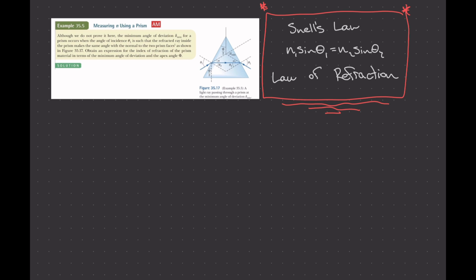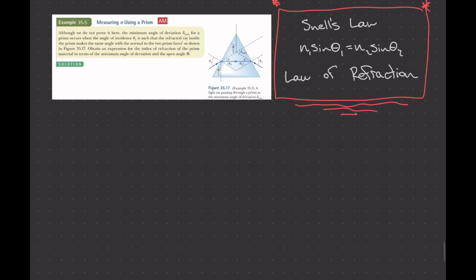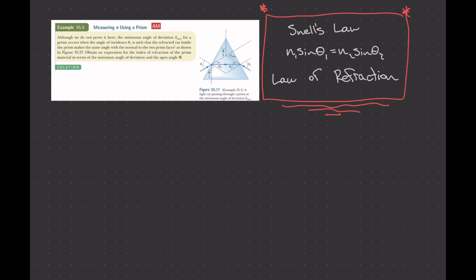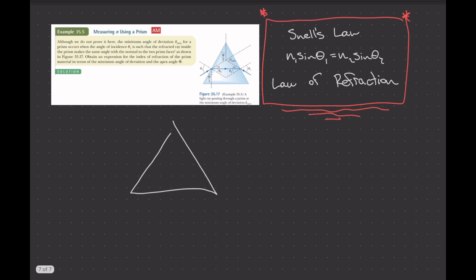So I wrote this one down here, and I'm just going to check what the problem is asking me. Obtain an expression for the index of refraction of the prism material in terms of the minimum angle of deviation and the apex angle phi. So in these cases, I like to draw my own picture just because there's a lot of moving pieces and I would like to label things in my own way. So I have a picture of the prism here.